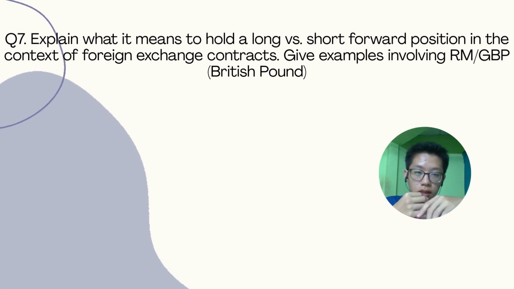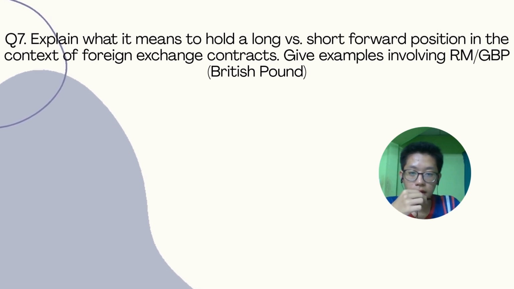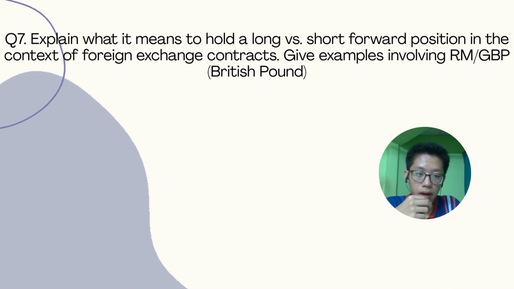The long position is a right to buy or receive a currency in the future, and the long position arises from currency-denominated assets and future income. A long forward position is a commitment to buy the pound and sell the ringgit at a predetermined rate on a future date. For example, a Malaysian importer has to pay 50,000 pounds for UK goods in 12 months.